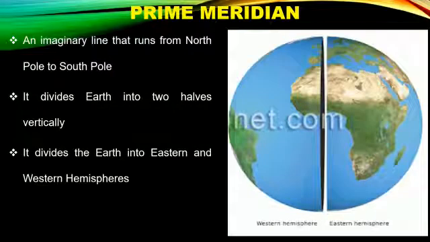Now we come to prime meridian, an imaginary line that runs from North Pole to South Pole. It divides the earth into 2 halves vertically. It divides the earth into eastern and western hemisphere. Eastern hemisphere, which lies to the east of prime meridian, and western hemisphere, which lies to the west of prime meridian.